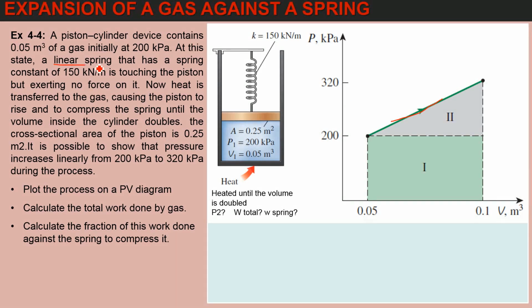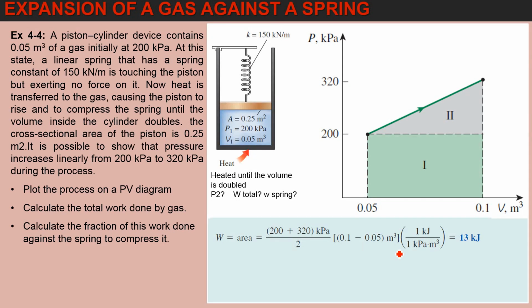Total work done by gas is given by the area under the process curve. So we can find the area of this trapezoidal area, of part 1 plus area of part 2. So it's going to be 13 kilojoules. And the question asks, what is the fraction of this work done against the spring?